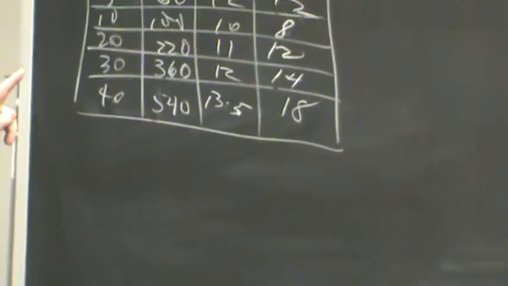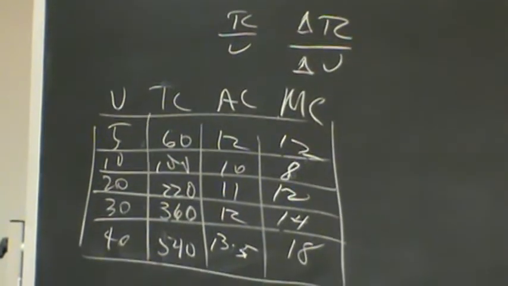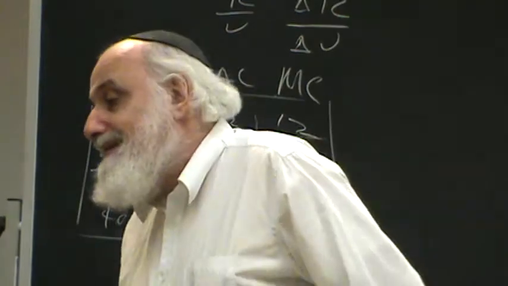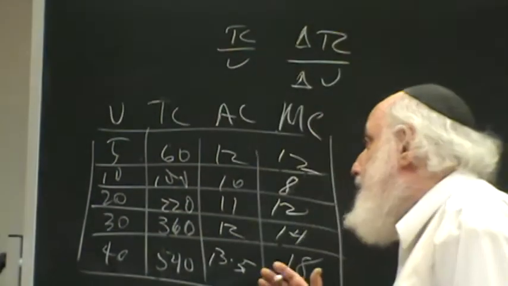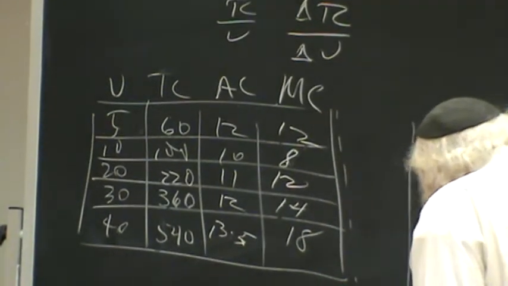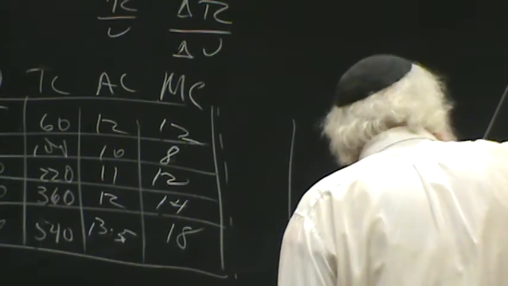Okay, so this is the chart. Now let's take a look at this chart and investigate. As you can see, average cost goes down and then goes up, and marginal cost also goes down and then goes up. Why is this happening? We're using this as an example, and the example is simply showing the pattern. The pattern is that costs go down and then they go up.